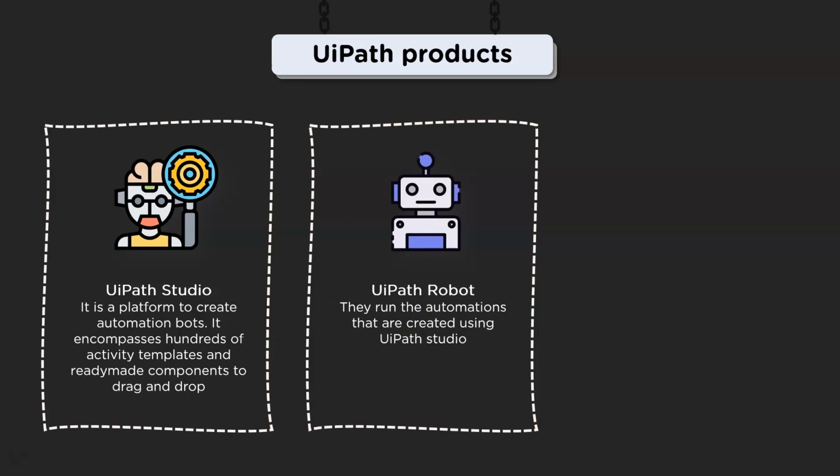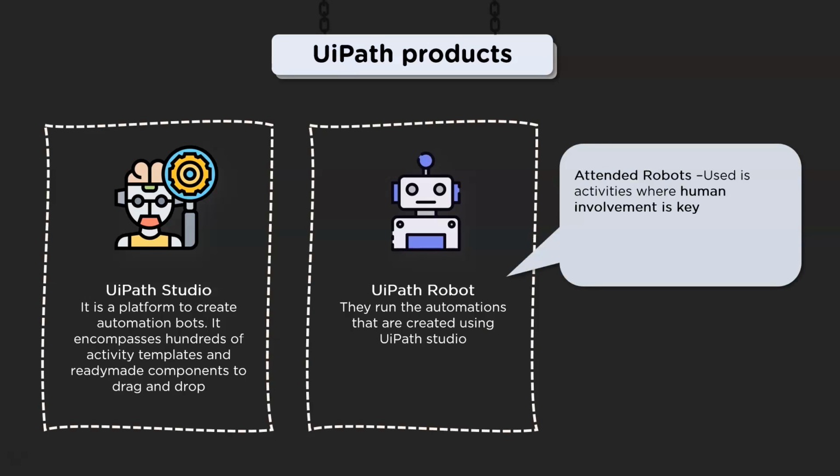Next, we have the UiPath robots. All the automation tasks that are created are run by UiPath robots. There are two types of robots: attended robots and unattended robots. Attended robots work with you to speed up service desk and help desk. It is used in activities where human involvement is the key. Unattended robots operate without human touch, maximizing cost and performance benefits for any variety of back office tasks.